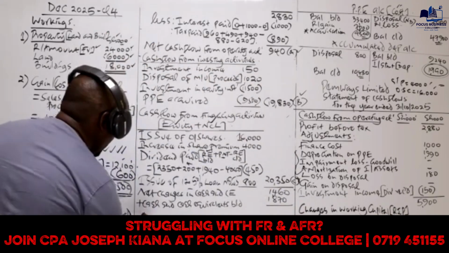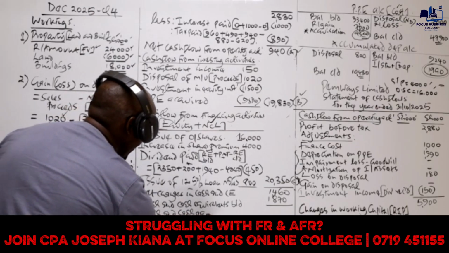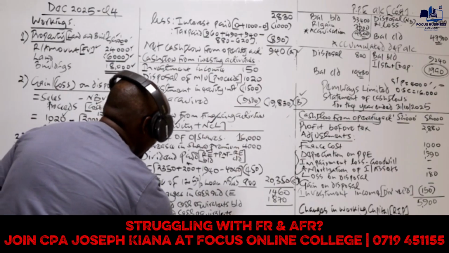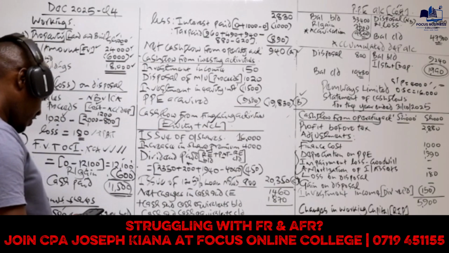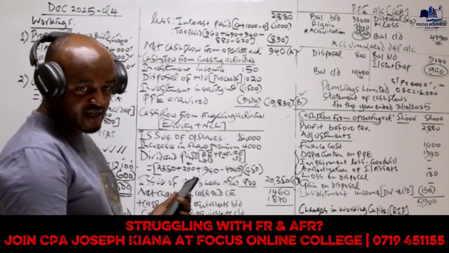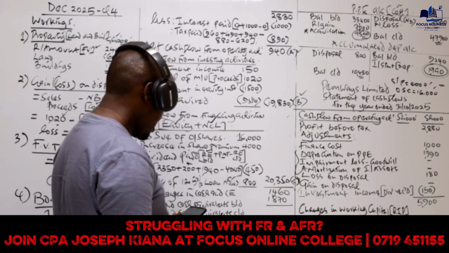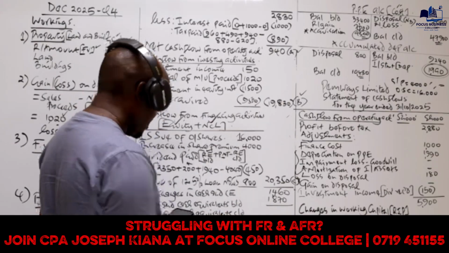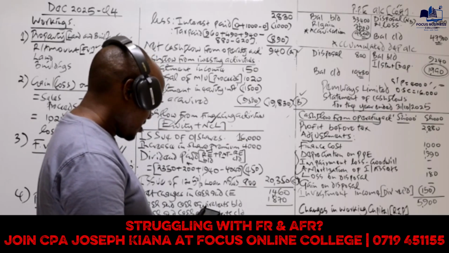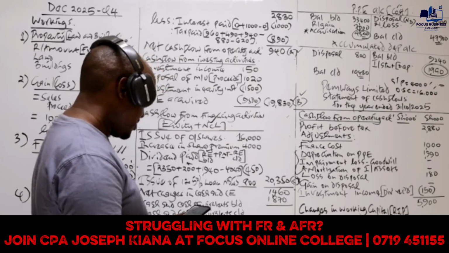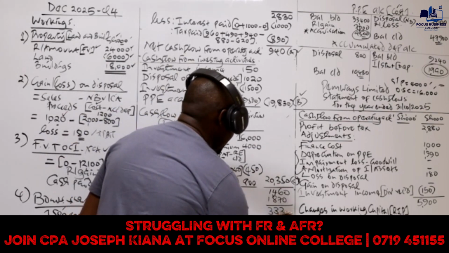So after adding the 2, we should get the cash and cash equivalent at the end. And how much is that? That is 1460 plus 1870. And basically that will give us 3330.